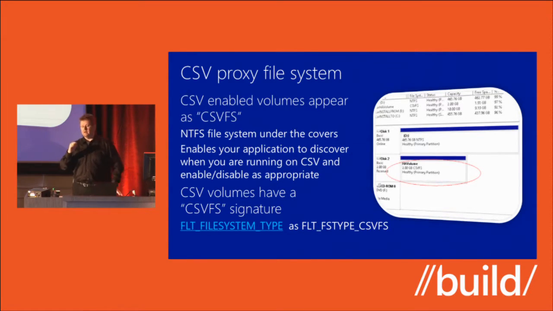So our goal here is to enable you. You will know if you're running on top of CSVFS, and you can either explicitly opt in or opt out if you don't want to support it. Additionally, if you have a filter that wants to attach to CSVFS, you now have to attach to the right file system type. So if you have a traditional filter which is not CSV aware, and you just install it, it's going to try to attach to that hidden NTFS volume. It's not going to attach to the CSVFS volumes. So just a heads up for anybody who's got a file system filter.